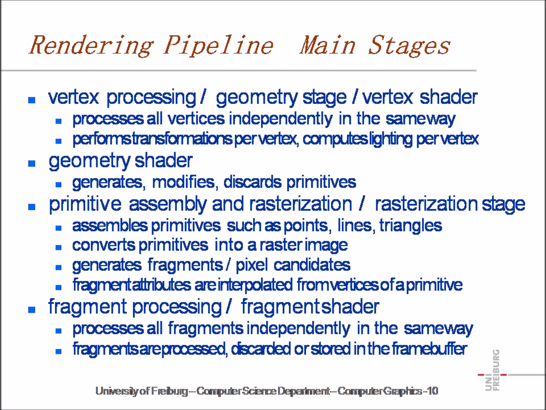The final stage of the rendering pipeline is fragment processing or fragment shader, which means to process all fragments independently in the same way. It is also necessary to process the fragment in order to discard it or store it in the frame buffer. This is how the main stages of the rendering pipeline work together to convert a 3D scene into a 2D image, that is, a 2D screen image.